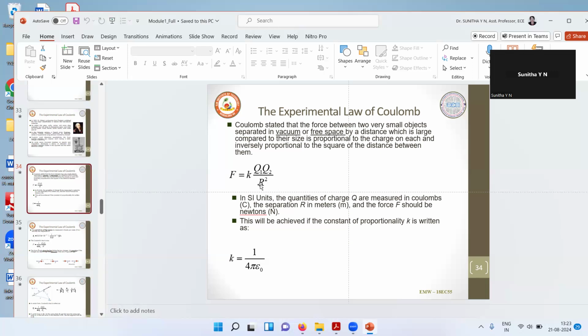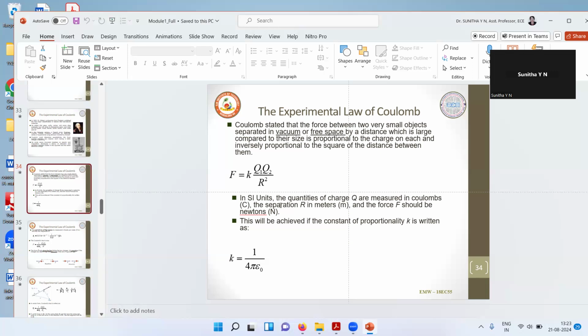What will happen if the distance is small and the charges are bigger? You may find that if the distance is smaller, the charges Q1 and Q2 may overlap. Because of that, we have a condition that the distance should be large enough compared to the size of the charges at the two points, 1 and 2, here.